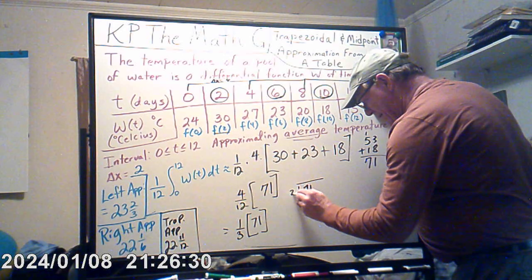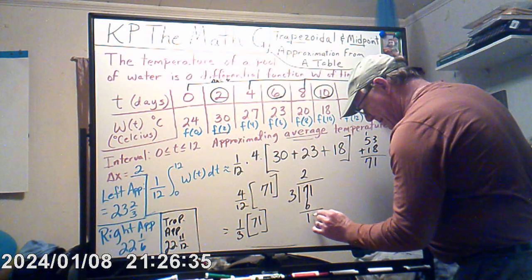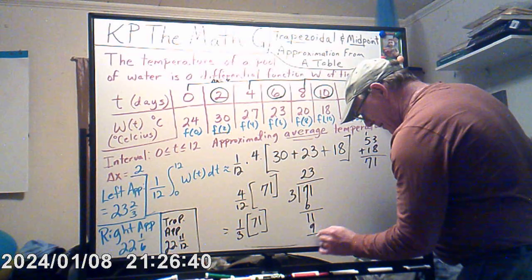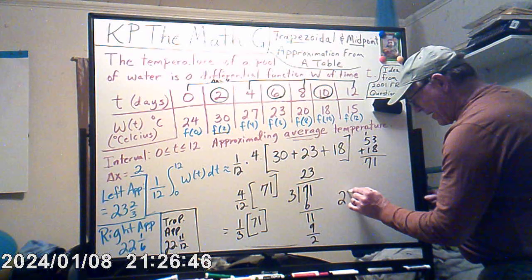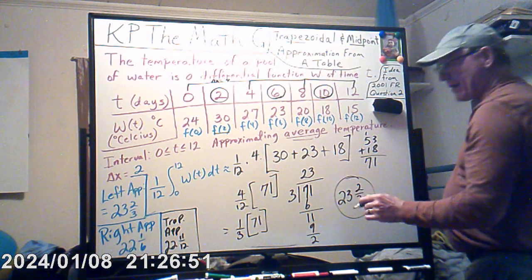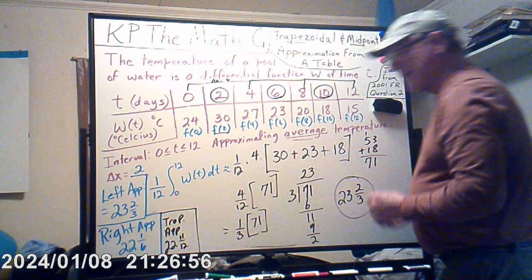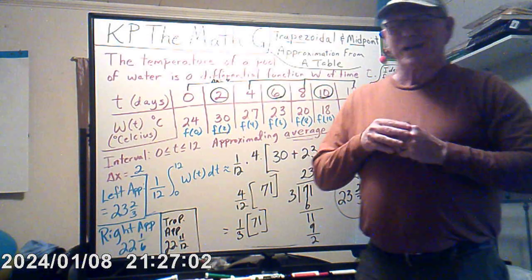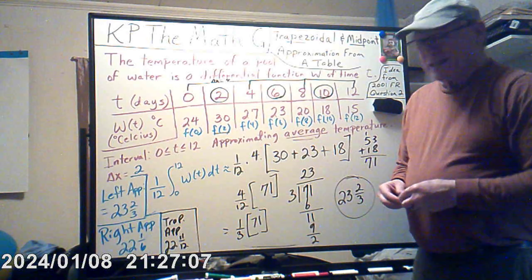divided by 3. 3 2s are 6, and 1 left from 7. We're going to bring down the 1. 3 times 3 is 9. 9 and 2/3. So 23 and 2/3. Alright, well, that happens to match for some reason the left approximation. That's not always going to happen, folks. It's not always going to happen. That is coincidental. Total coincidence.